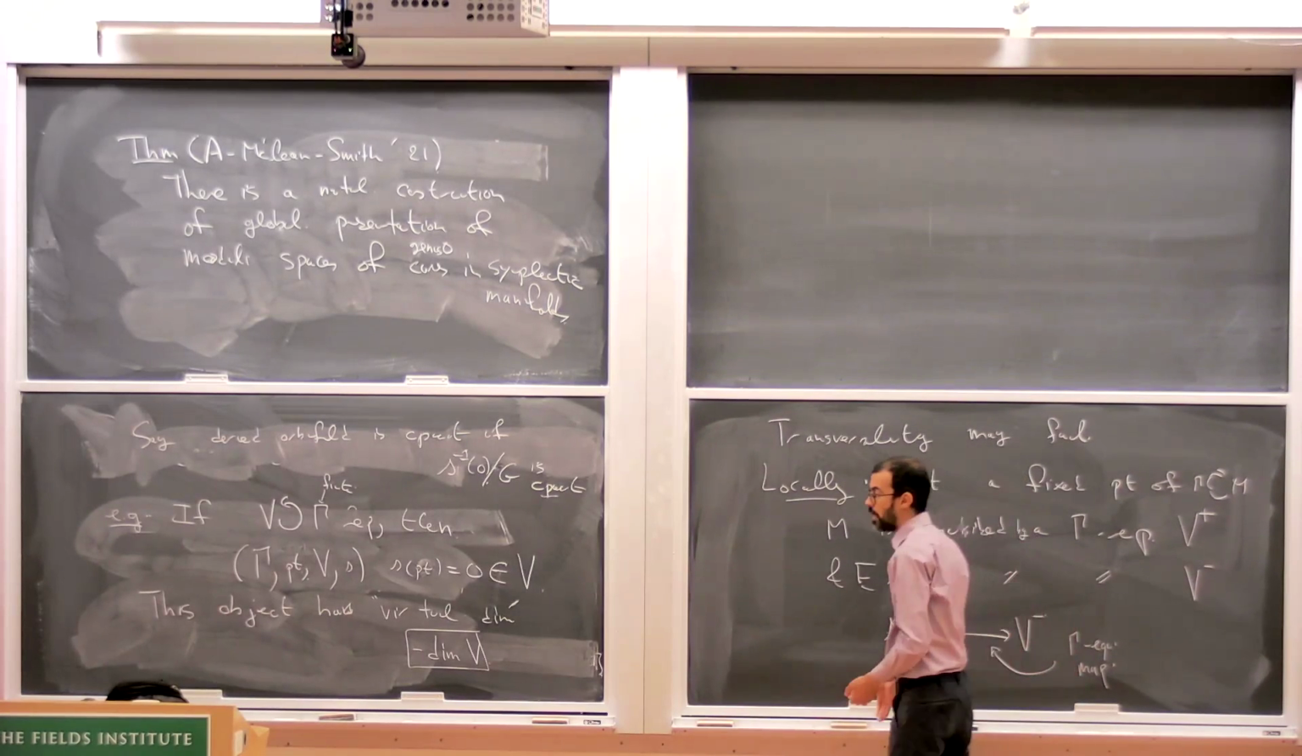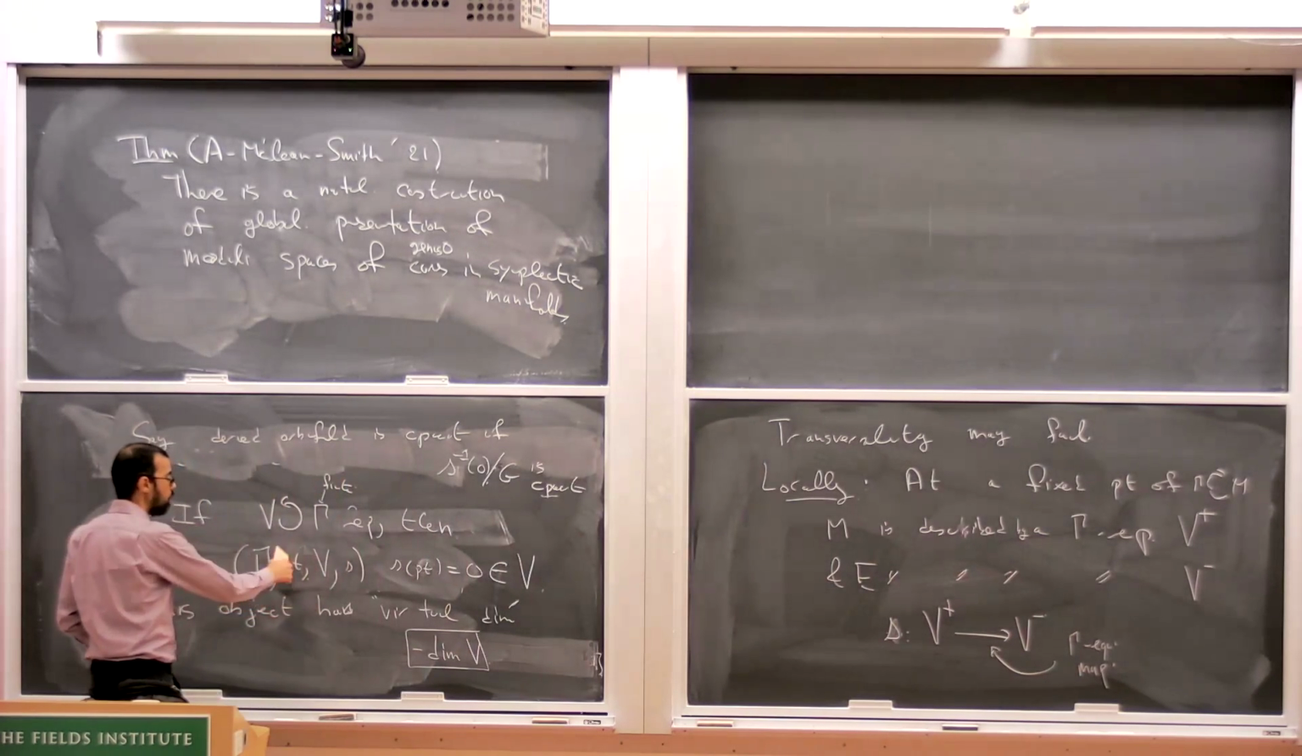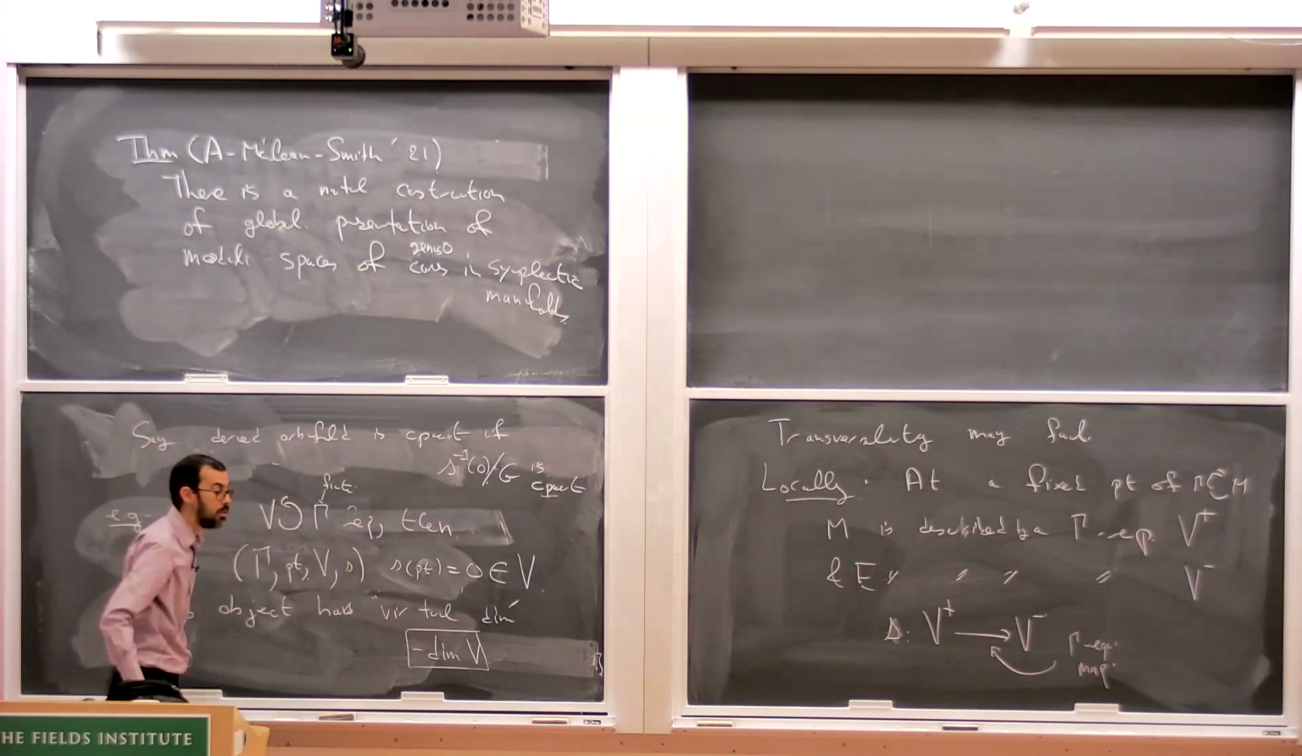You can make, of course, slightly more elaborate constructions by replacing this point by some manifold and V by some vector bundle on it, and that will give you something more complicated.